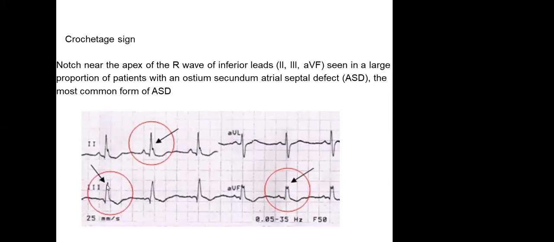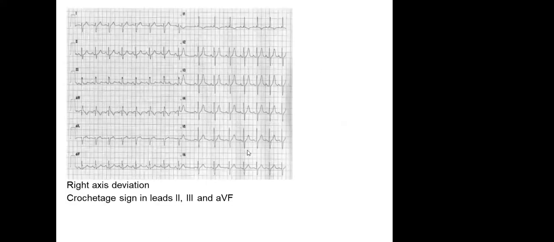In lead 3, once you look at it, there is a small peaking, and in this waveform you can appreciate the crochet sign. There is this characteristic R wave notching in the inferior leads, that is lead 2, 3 or aVF, which is the crochet sign. There is slight right axis deviation, and there is evidence of right ventricular hypertrophy and incomplete right bundle branch block with QRS duration between 0.08 to 0.09 seconds.